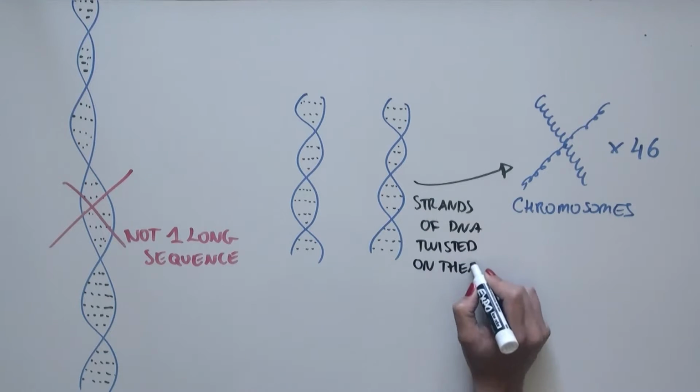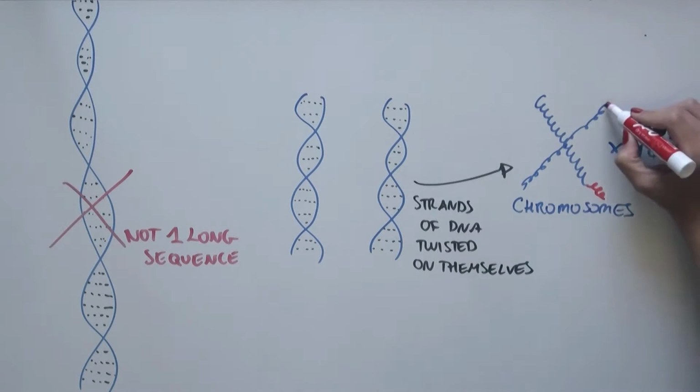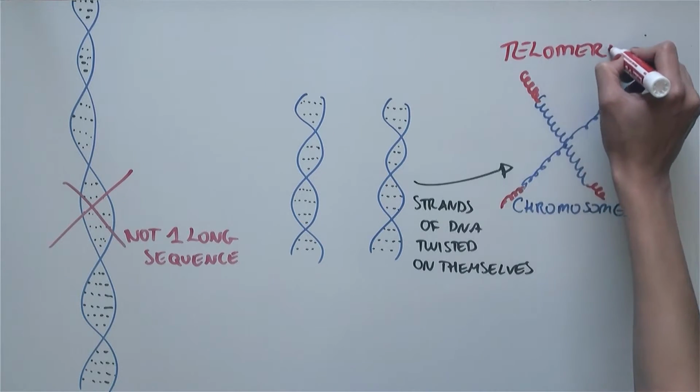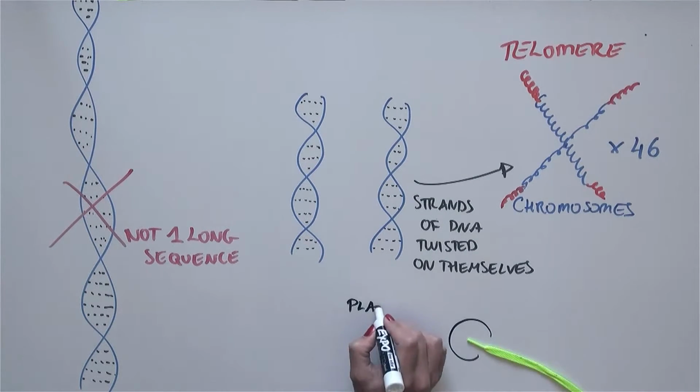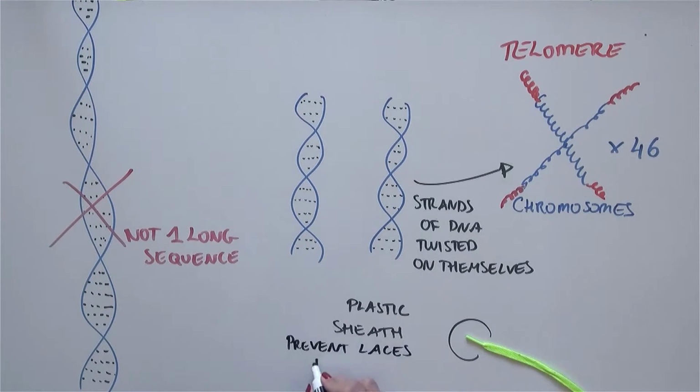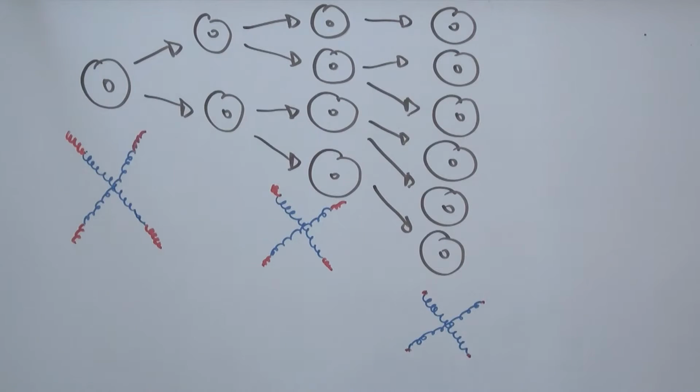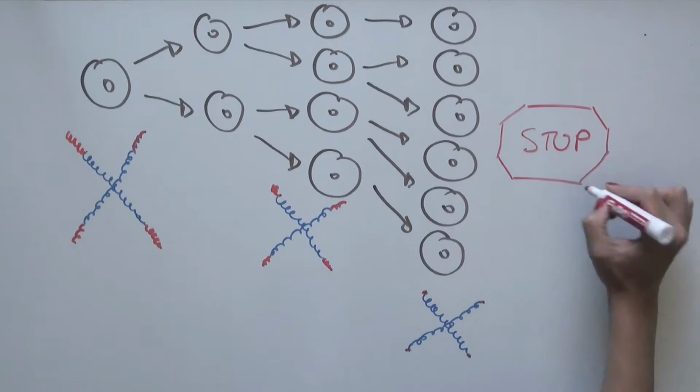At each end of the DNA sequence is a piece of DNA called a telomere, here in red, which is similar to the plastic sheath at the end of shoelaces that prevent shoelaces from getting too short. As cells divide, the telomere in red gets shorter and shorter. When the telomere gets critically short, the cell can't divide.